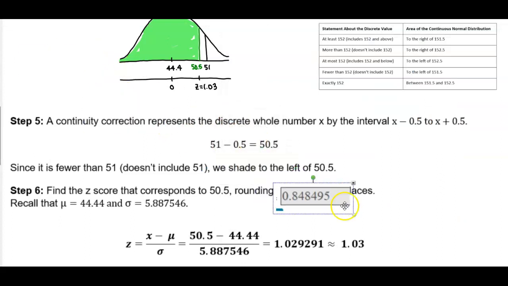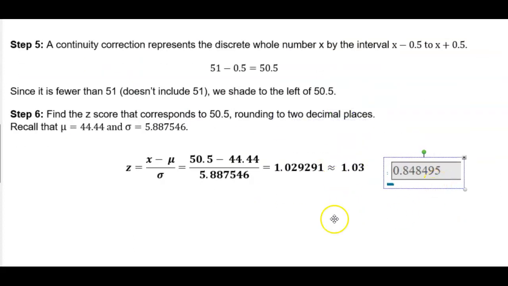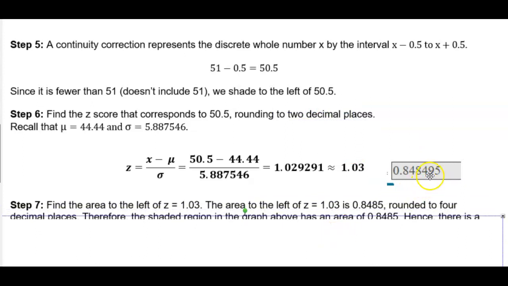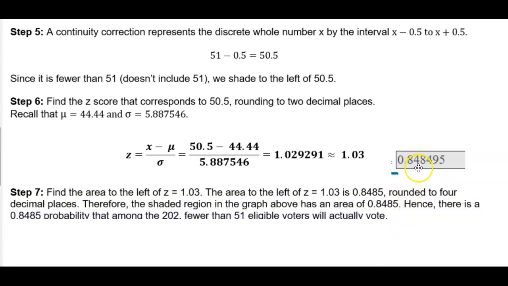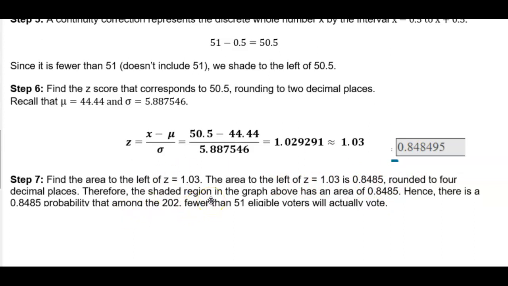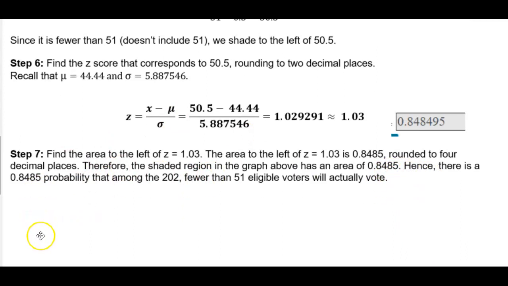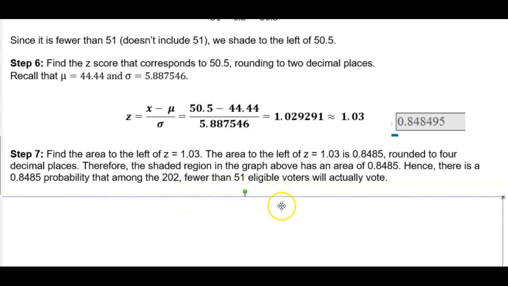So let's come back down here, and then the area rounded to 4 decimal places is 0.8485. So the area to the left of that is 0.8485 rounded to 4 decimal places, and therefore the shaded region in the graph above has an area of 0.8485. Hence, there is a 0.8485 probability that among the 202, fewer than 51 eligible voters will actually vote.